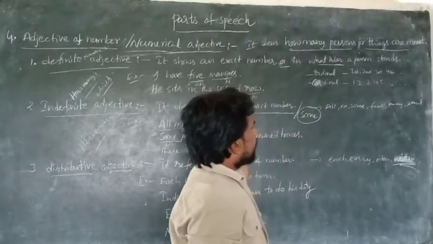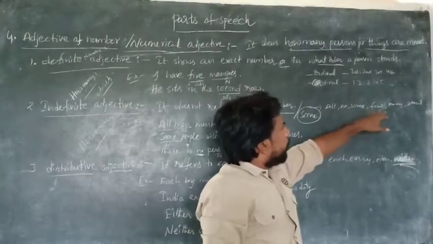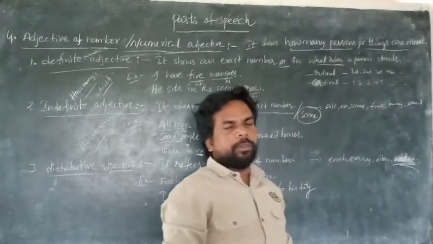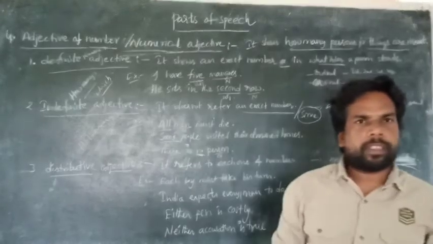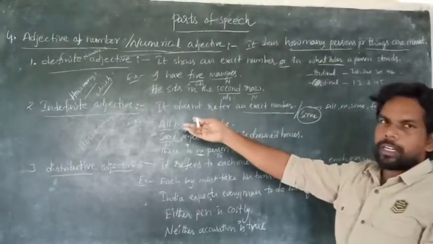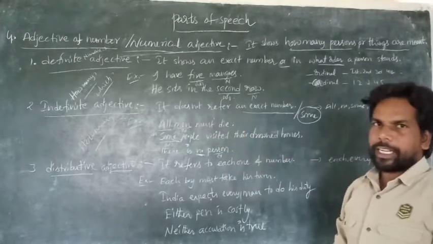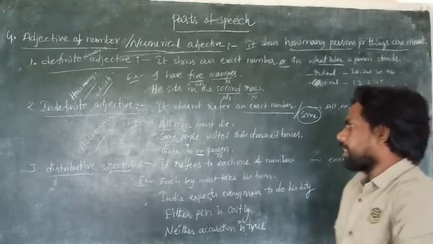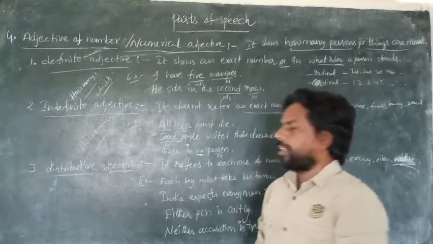Along with these three, we have one more: few, many, several. Those also come in the indefinite numerical adjective list. The next one is the distributive adjective.